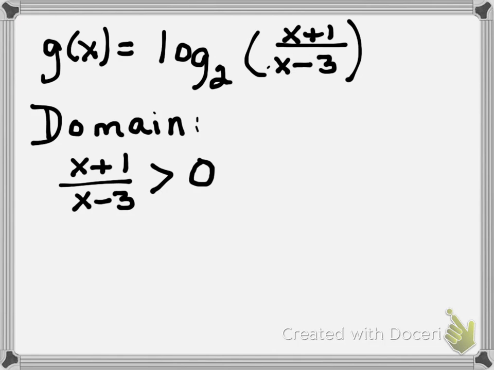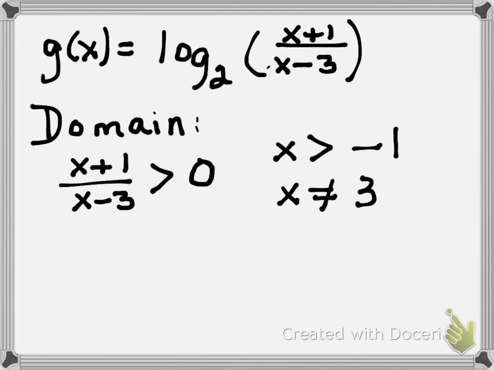Okay, so we have this problem, and the answer that we get when we raise 2 to some power is (x plus 1) over (x minus 3). And so what we want to keep is that (x plus 1) over (x minus 3) is greater than 0. Now, x has to be greater than negative 1 in the numerator. But we know that x cannot equal 3 in the denominator.